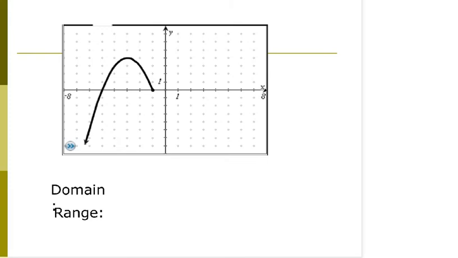In terms of the range, we notice that there's an upper bound here. We cannot go past this point. If we go, let's say, to this y value and go left or right, we're not going to run into any part of the graph. So the highest value that it can be appears to be a positive 4.